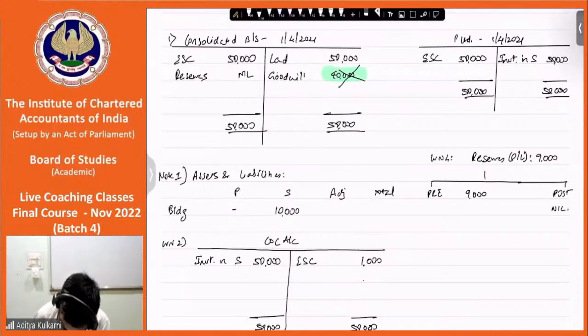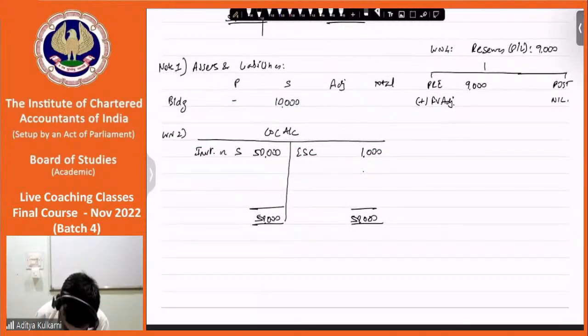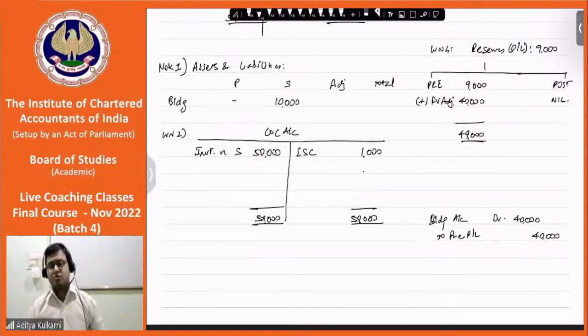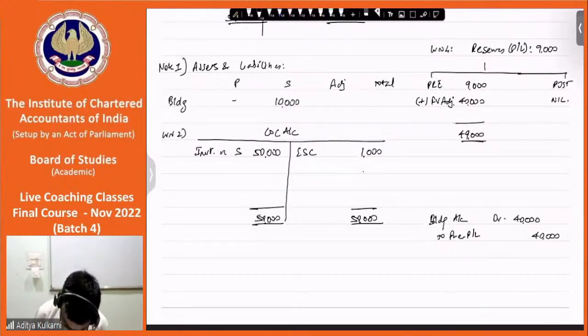And therefore, I will add fair value adjustment. What is the entry that I will be passing? The entry that you will be passing is building account debit to pre-P&L. This is going to increase by 40,000. And therefore, 40 plus 9, 49,000 is going to come here. So I will have my pre-P&L at 49,000.